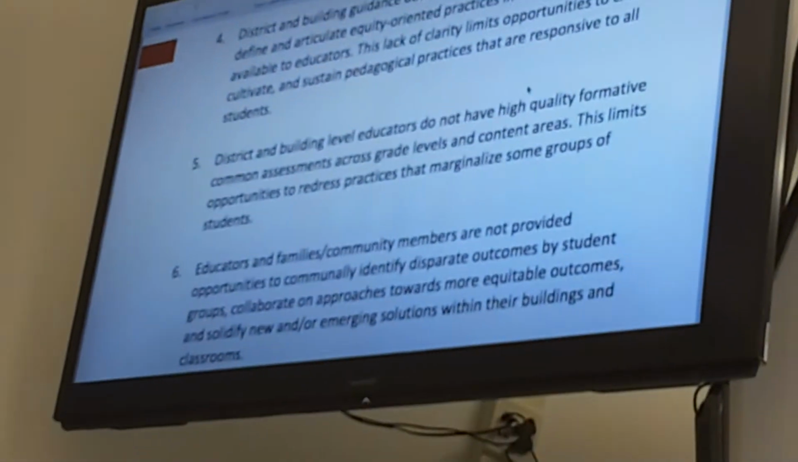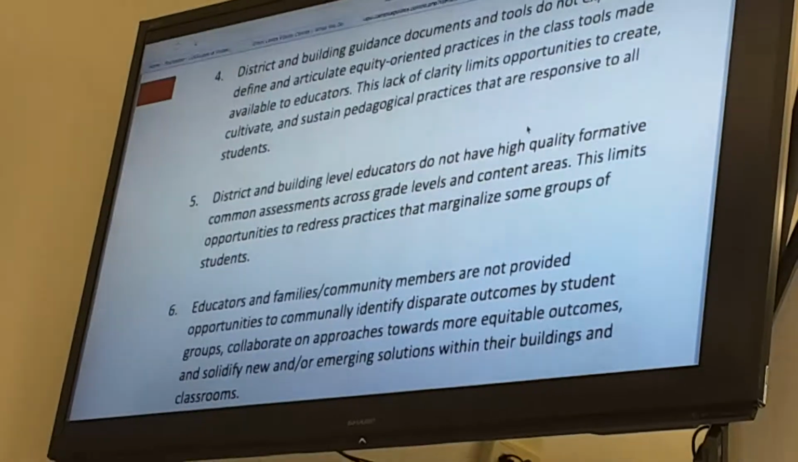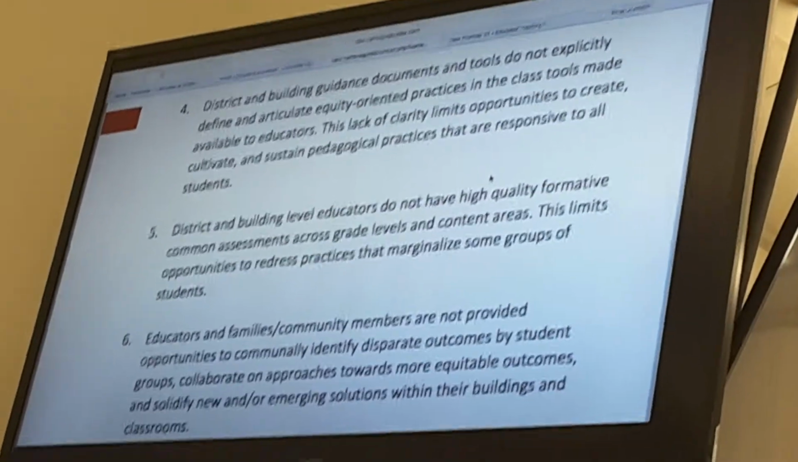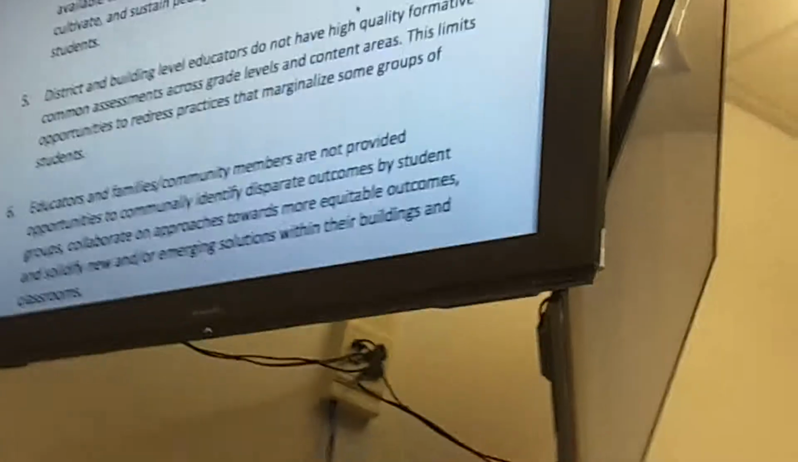Okay, talking about our lack of documents, guidance, and tools for our staff on equity-oriented practices, again, in that CLASS tool, made available to our teachers and our educators.